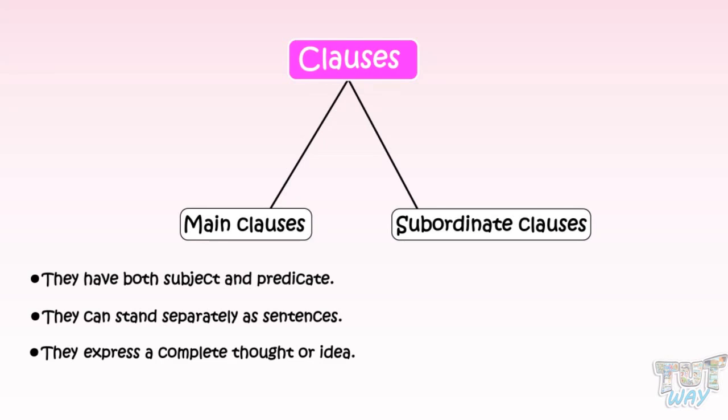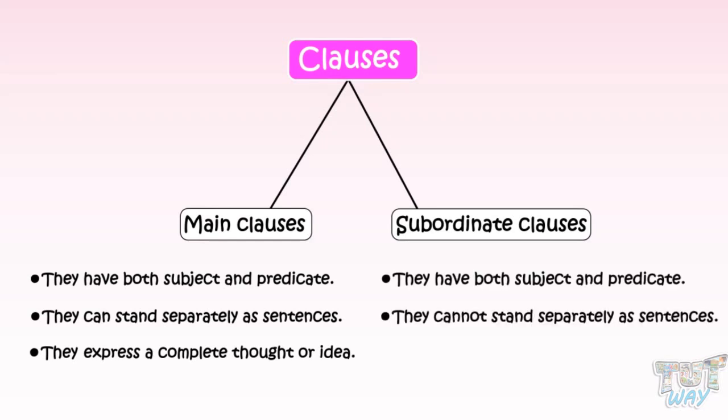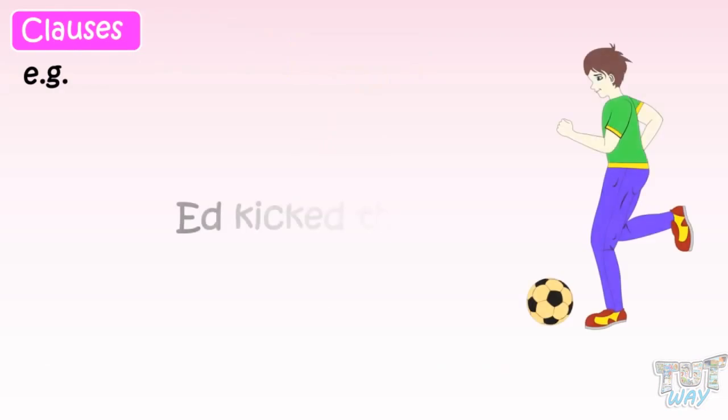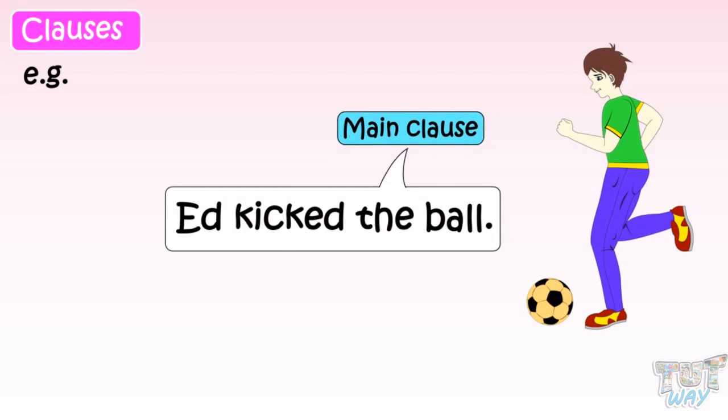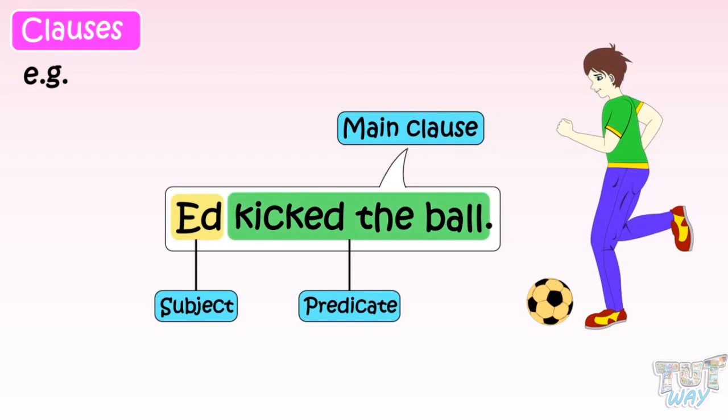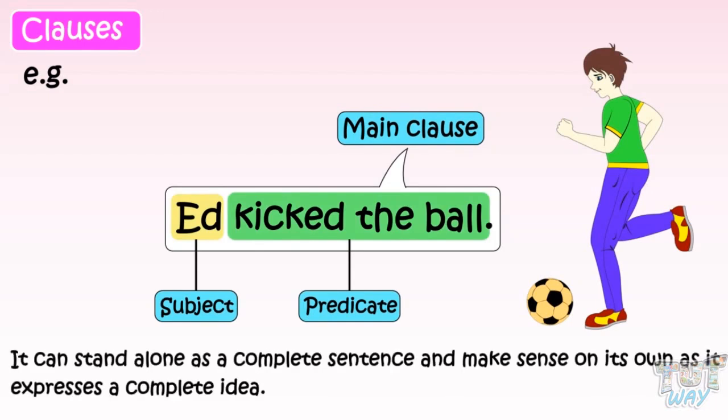Subordinate clauses also have both subject and predicate, but they cannot stand separately as sentences, and they do not express a complete idea or thought. Let's see some examples. Ed kicked the ball. This is a main clause as it has a subject, Ed, and a predicate, kicked the ball. It can stand alone as a complete sentence and make sense on its own as it expresses a complete idea.